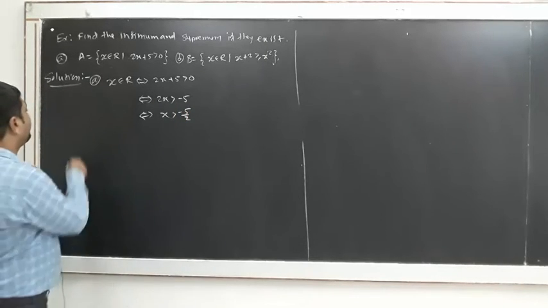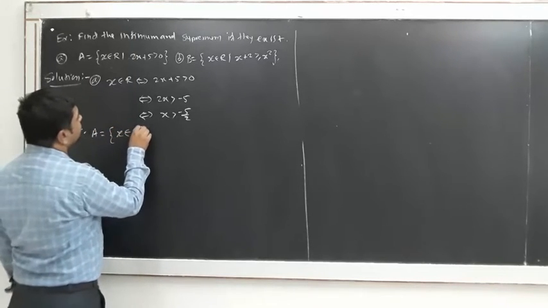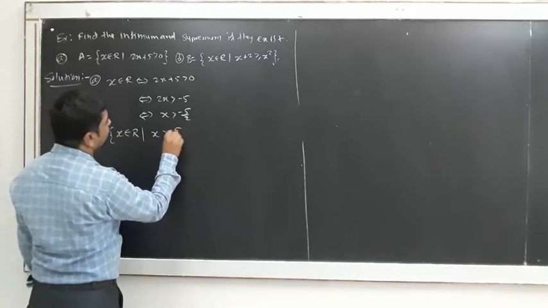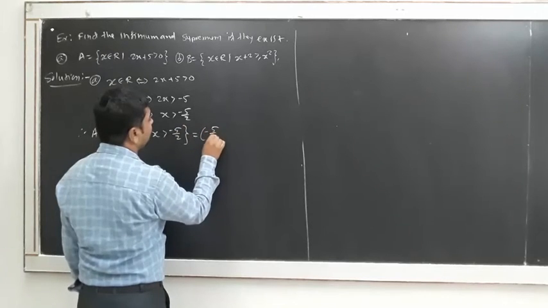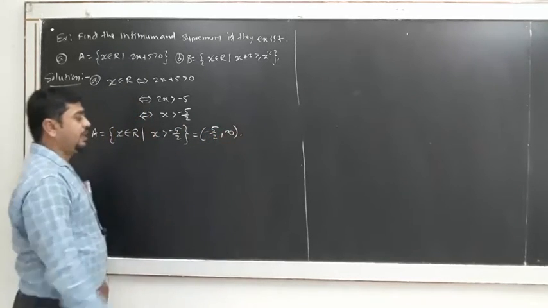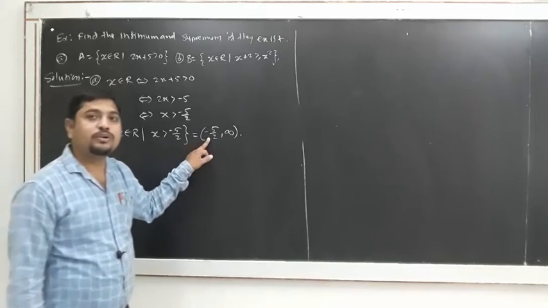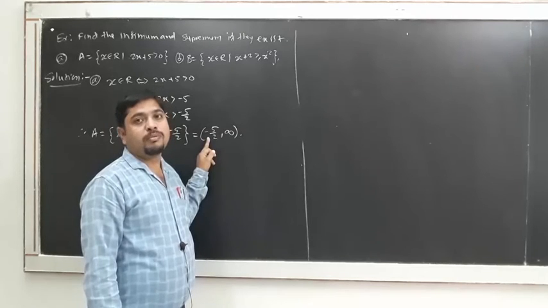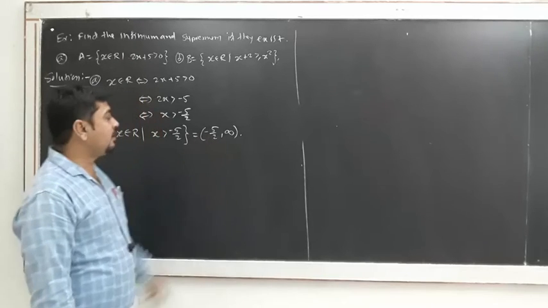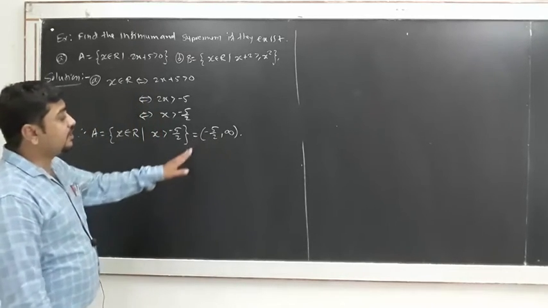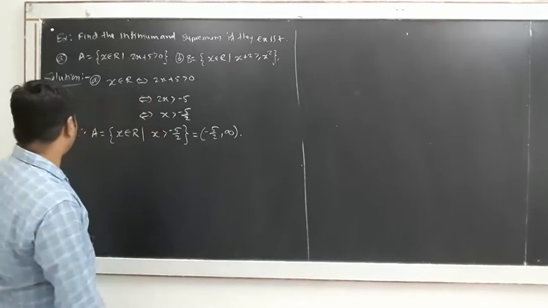Minus 5 by 2. Therefore our set is what? x belongs to R such that x is greater than minus 5 by 2, and this can be written in the form of minus 5 by 2 to infinity. And clearly we see that this minus 5 by 2 is the lower bound. It is the lower bound for the set. Is it? And it is also the greatest lower bound. Minus 5 by 2 is the greatest lower bound.